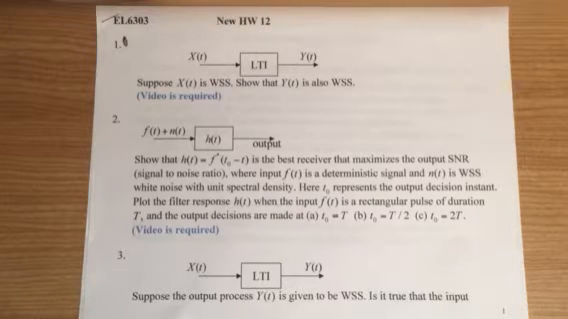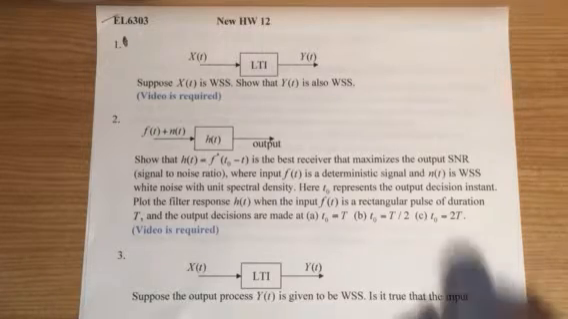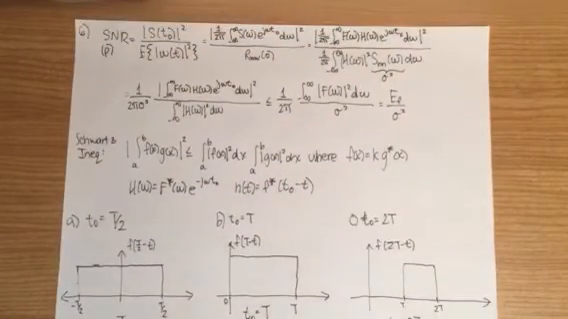Plot the filter response h of t when the input f of t is a rectangular pulse of duration T, and the output decisions are made at t0 equaling T, t0 equaling T over 2, and t0 equaling 2T. Okay, so we start off by examining the signal to noise ratio, the original ratio first, and we do a series of conversions in order to illustrate what we are looking for.